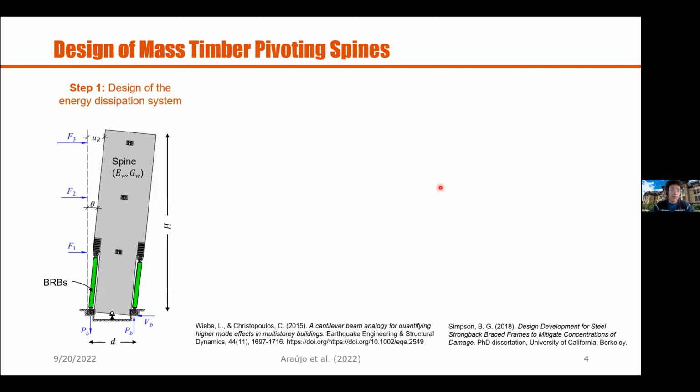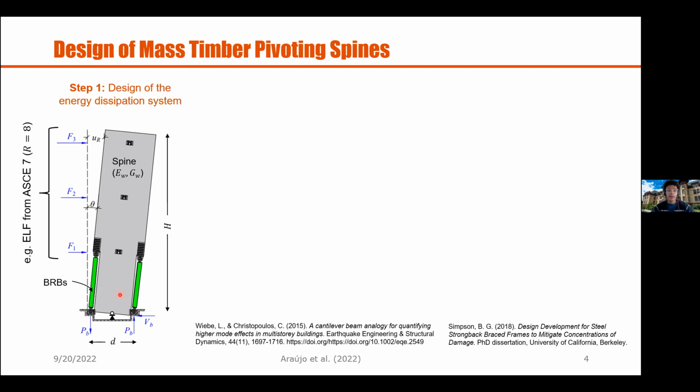The way that we designed this spine was in two steps. The first step, and this is basically the methodology that we're proposing, is the design of the energy dissipation system, in this case, the BRBs. And this follows just regular ASCE 7. We use an R equal to 8 for the BRBs, and we size the BRBs to take the overturning moment of the structure.